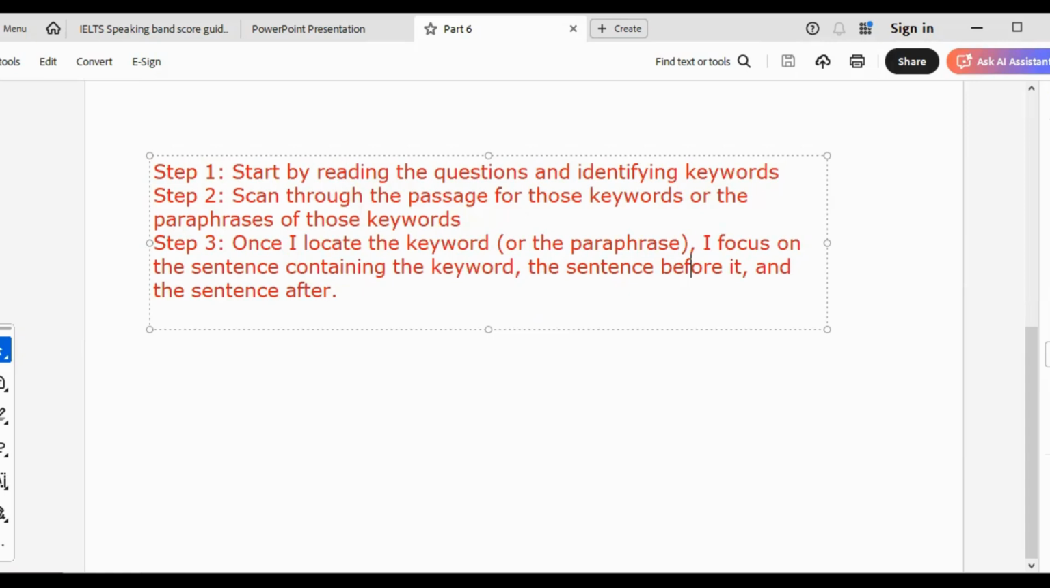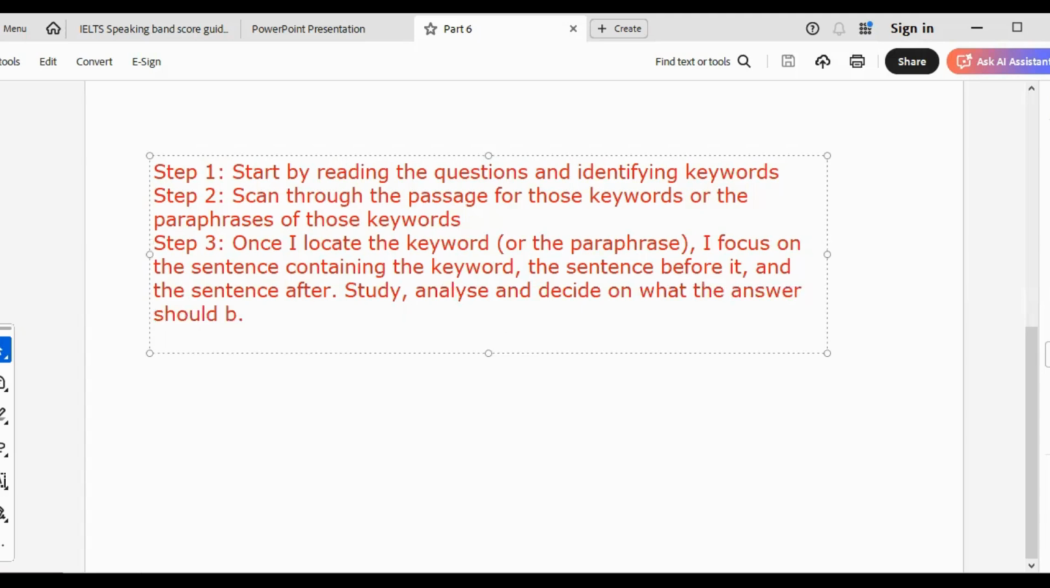You get my point? And then I will study, analyze, and decide. Let me use the word decide. Decide on what the answer should be. So these are the 3 steps I follow when it comes to dealing with IELTS reading questions.